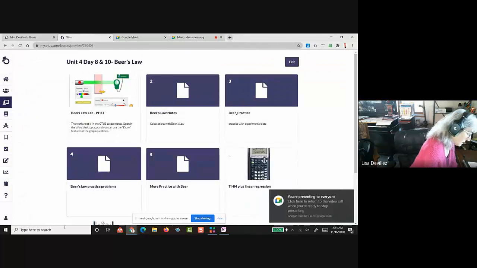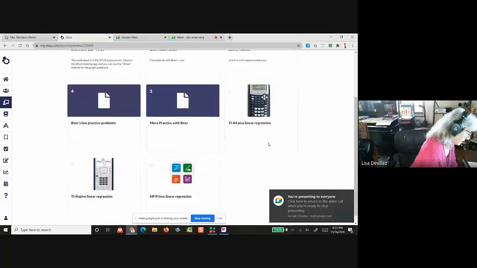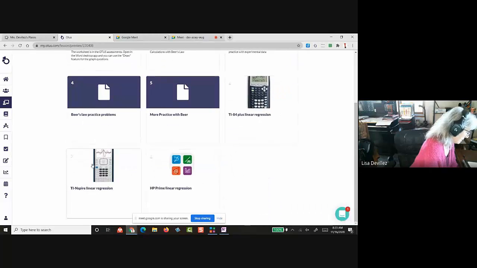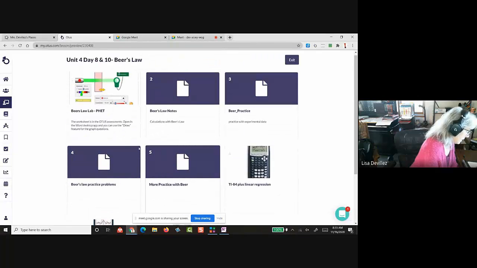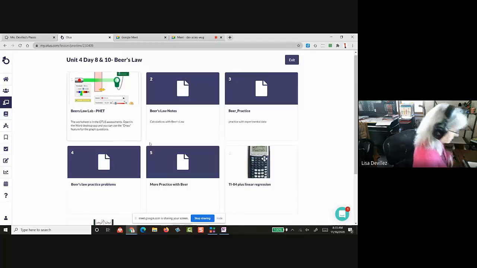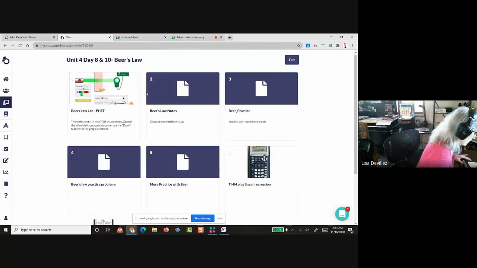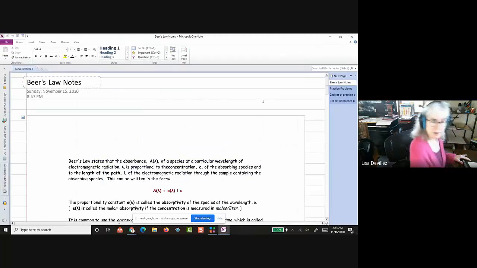Okay, so the lesson looks like this. The last things are some instructions for linear regression for each calculator. Then we're going to start with the notes, these Beer's Law notes here. And then there are 3 sets of practice problems. What we'll do is work through as many of those as you need to feel comfortable doing it. All right, let's go. We'll start with the notes, which look like this here.